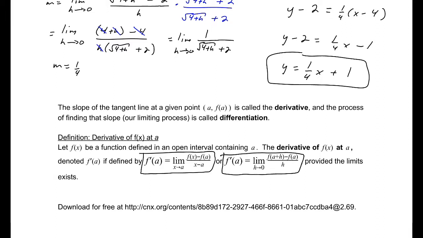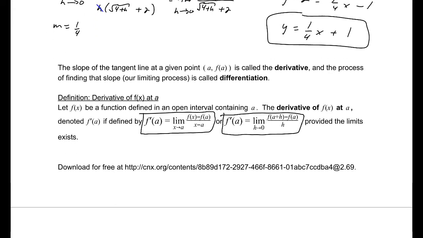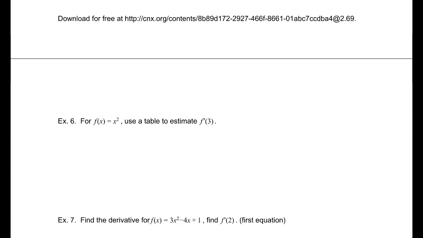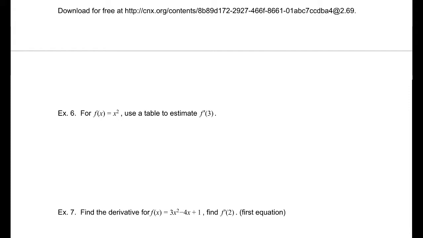All right, so let's go ahead and use this. For f of x equals x squared, use a table to estimate f prime of 3. Now, I'm not a big fan of this method because using the limits is a lot more accurate. However, we'll go ahead and do this.